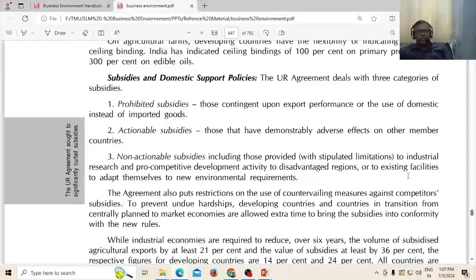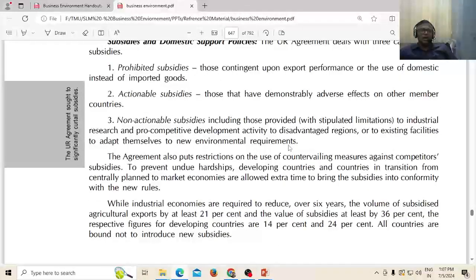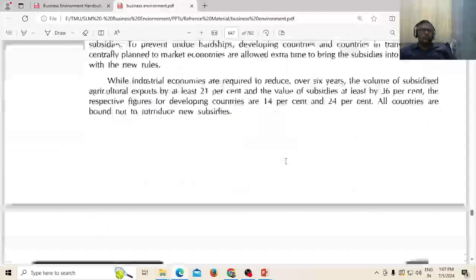Thus, the agreement also puts restrictions on the use of countervailing measures against competitors' subsidies to prevent undue hardships. Developing countries and the countries in transition from centrally planned to market economies are allowed extra time to bring the subsidies into conformity with the new rules. While industrial economies are required to reduce over 6 years the volume of subsidized agriculture exports by at least 21% and the value of subsidies by at least 36%, the respective figures for developing countries are 14% and 24%. All countries are bound not to introduce new subsidies.